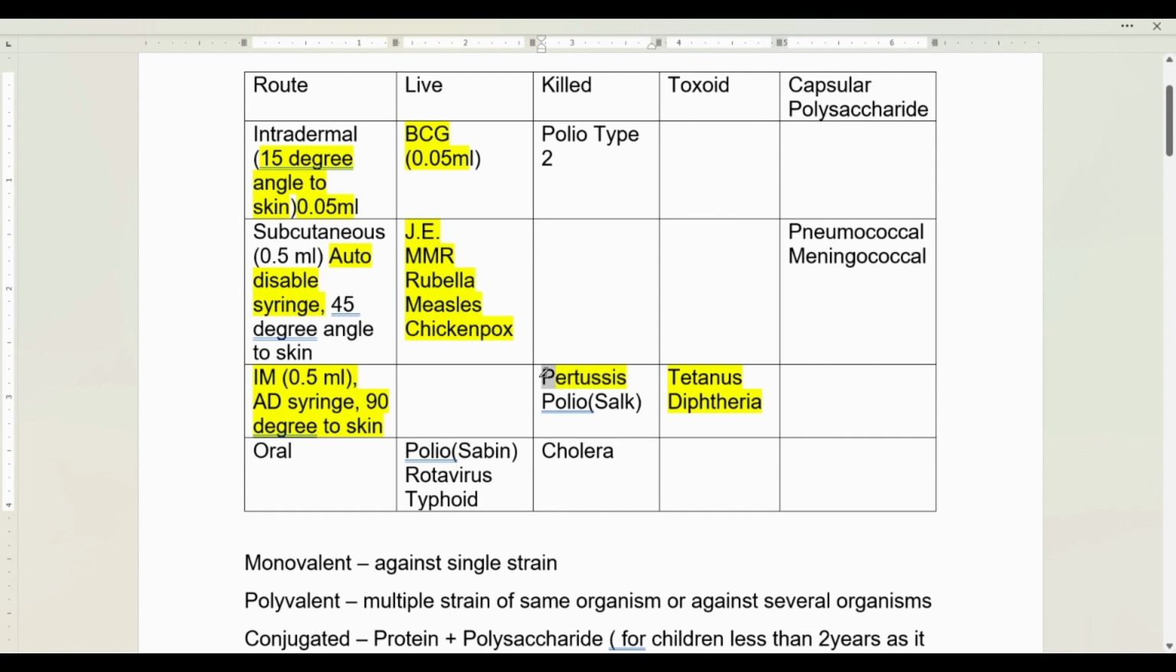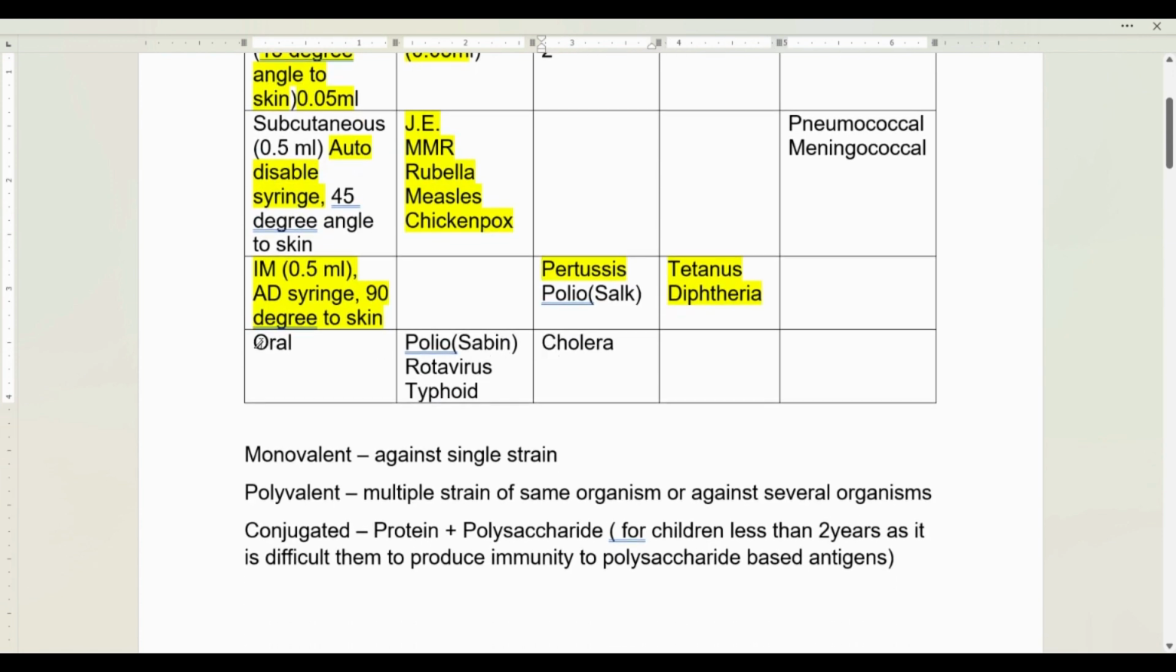is a killed vaccine. And the oral vaccines are given for polio, actually type 1 and 3, and also for rotavirus and typhoid. They are given orally.